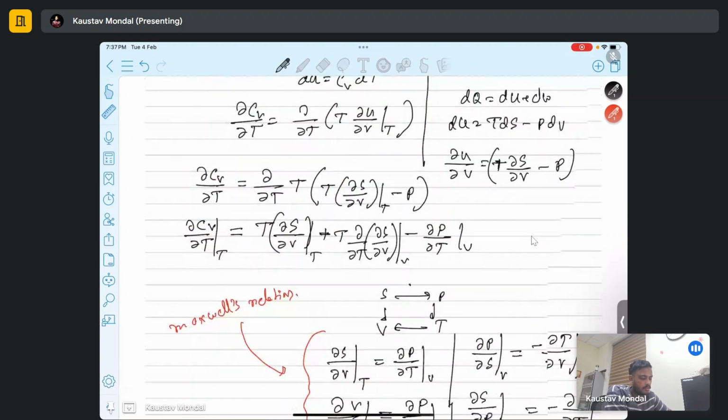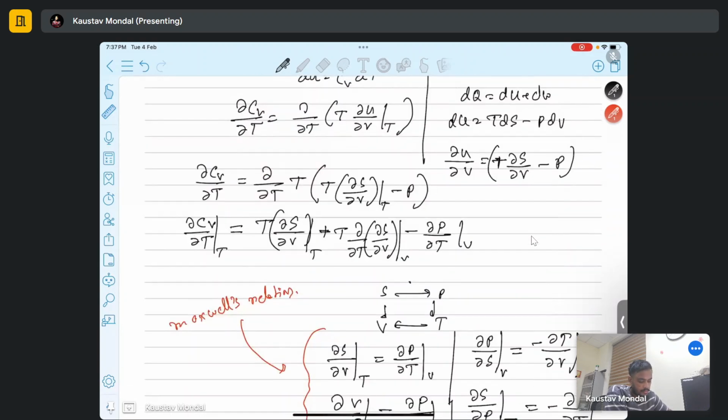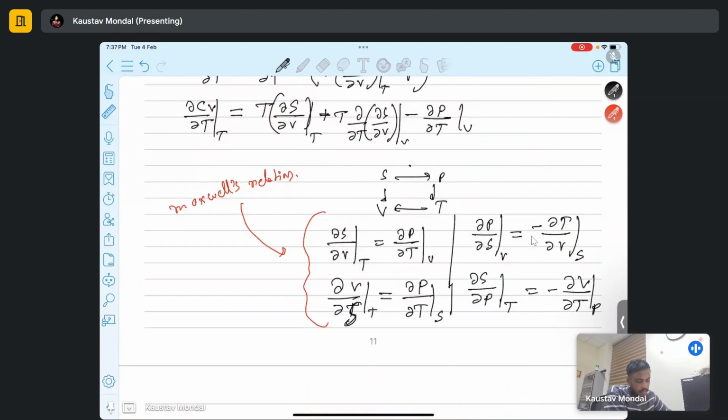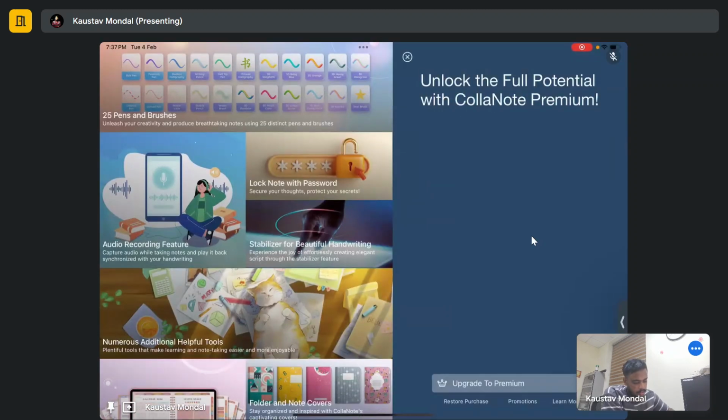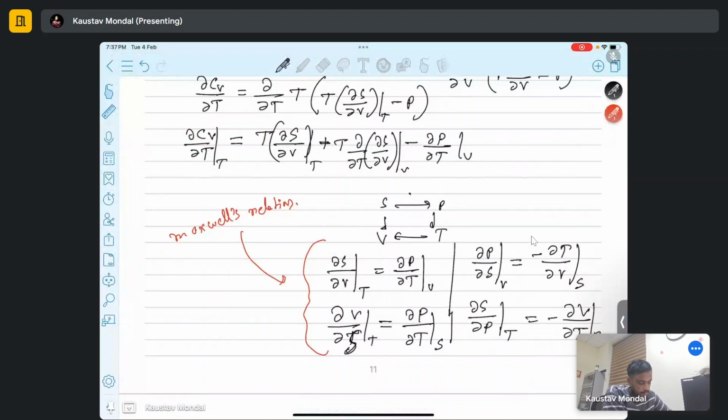So now what we will do is simply use this expression: this del S del V at constant temperature is del P del T at constant volume, like here you can see.